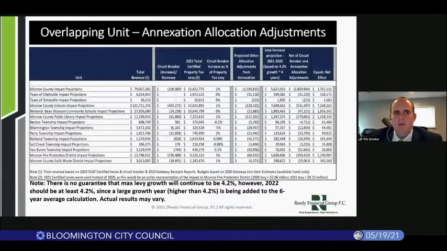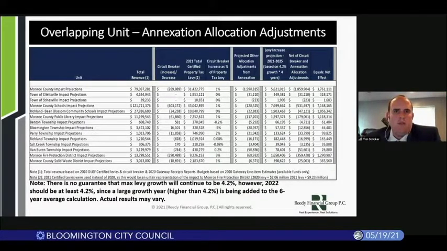So this table shows the impacts to overlapping units. So we'll start, and it reads from left to right. So it's the unit, the total revenue, which is based on a combination of 2020 and 2021, the projected circuit breaker increase or decrease post annexation. And when I say circuit breaker, I mean property tax caps.